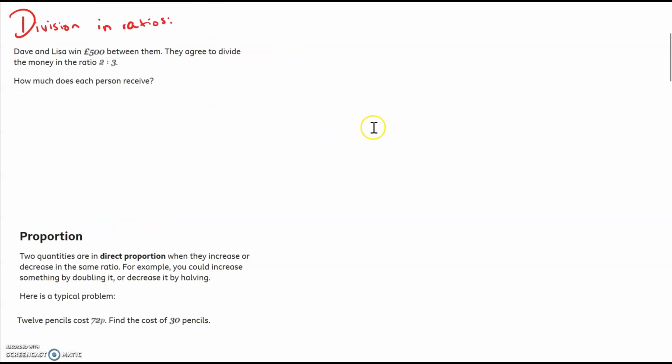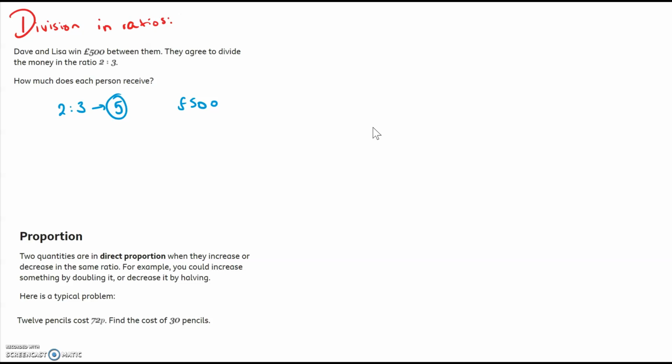So Dave and Lisa win £500. They agree to divide the money in the ratio of 2 to 3. So Dave's going to get 2 parts and Lisa's going to get 3 parts. They have £500 altogether. Now, the first thing we need to do is work out what our total parts in our ratio are. So 2 plus 3 gives us 5.